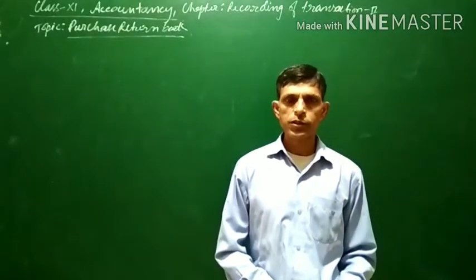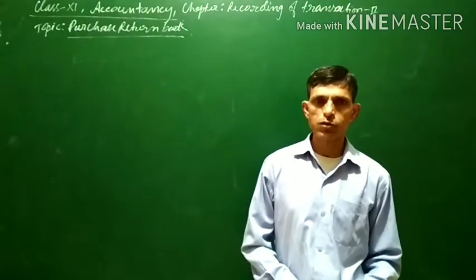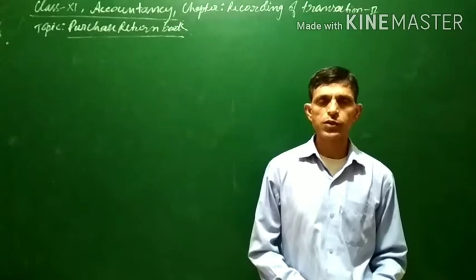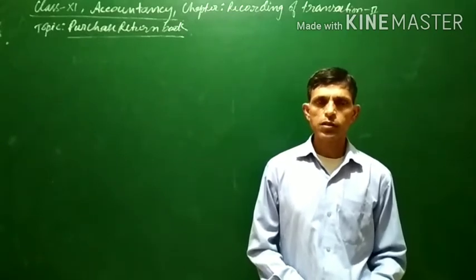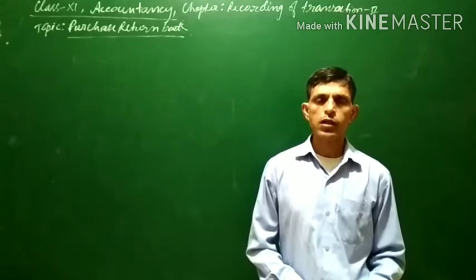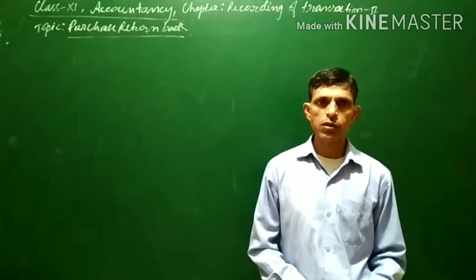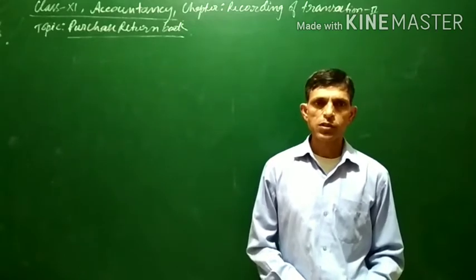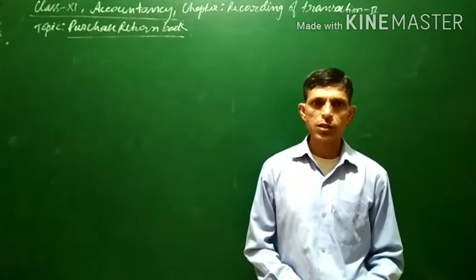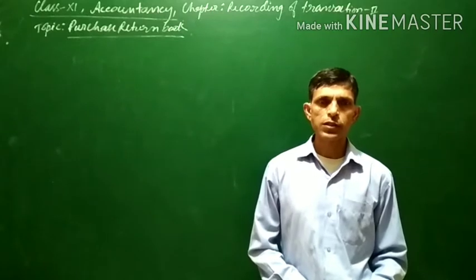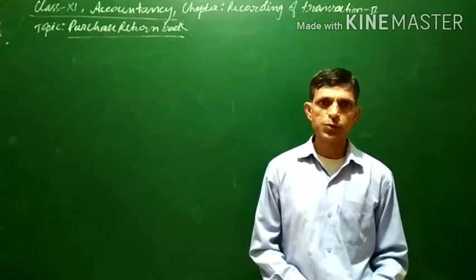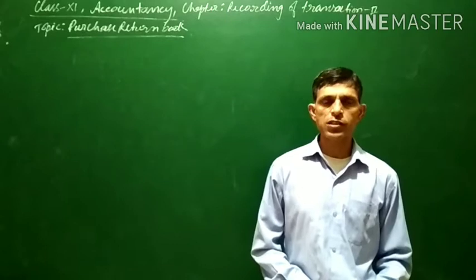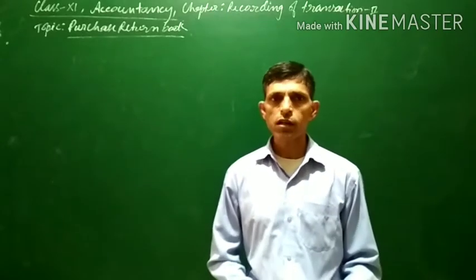In this video, we will be discussing purchase return book. Yesterday, in the previous video, we discussed purchase book, wherein, as we know, all the credit purchases of goods are recorded. Goods here refer to those things in which the business is dealing. Purchase of those goods on credit is recorded in the purchases book, and the cash purchases of goods are recorded in the cash book.